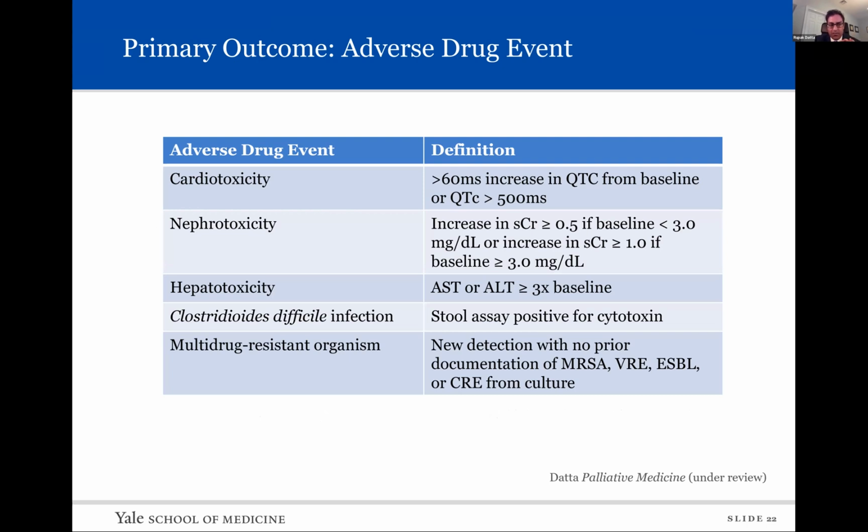Now, these were the same adverse drug events that were used in prior studies, including the one mentioned previously in JAMA Internal Medicine that looked at the development of cardiotoxicity as defined here, nephrotoxicity, hepatotoxicity, as well as those that might be more pertinent to ID providers, which was Clostridioides difficile infection and multi-drug resistant organisms.